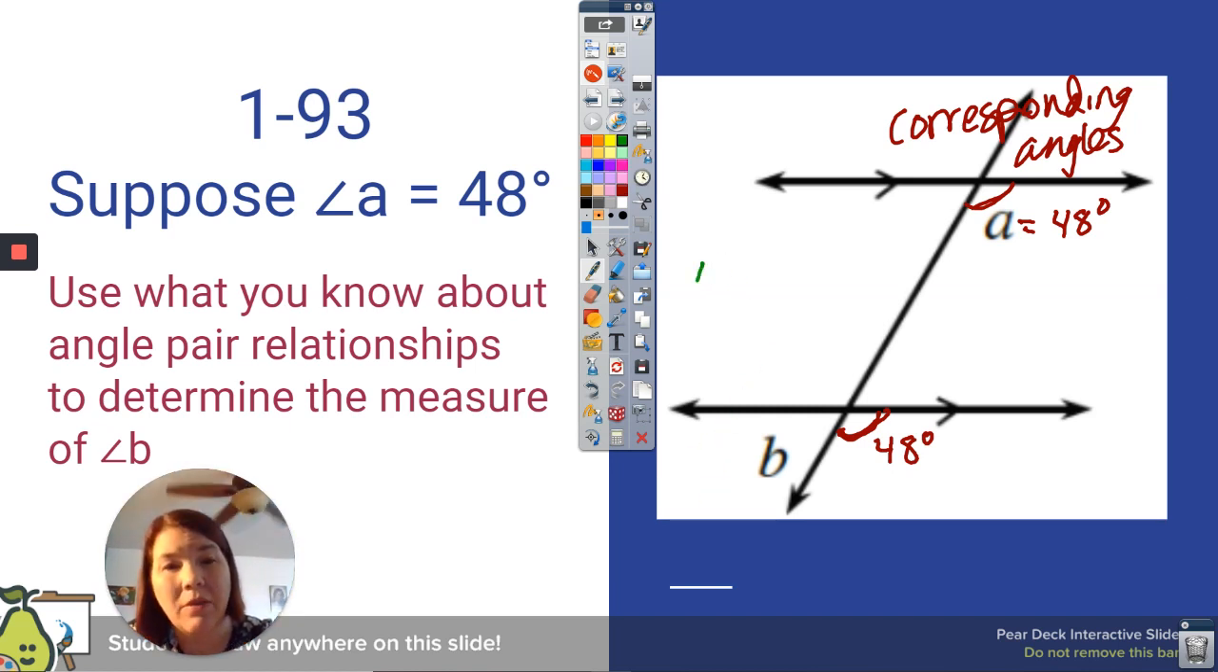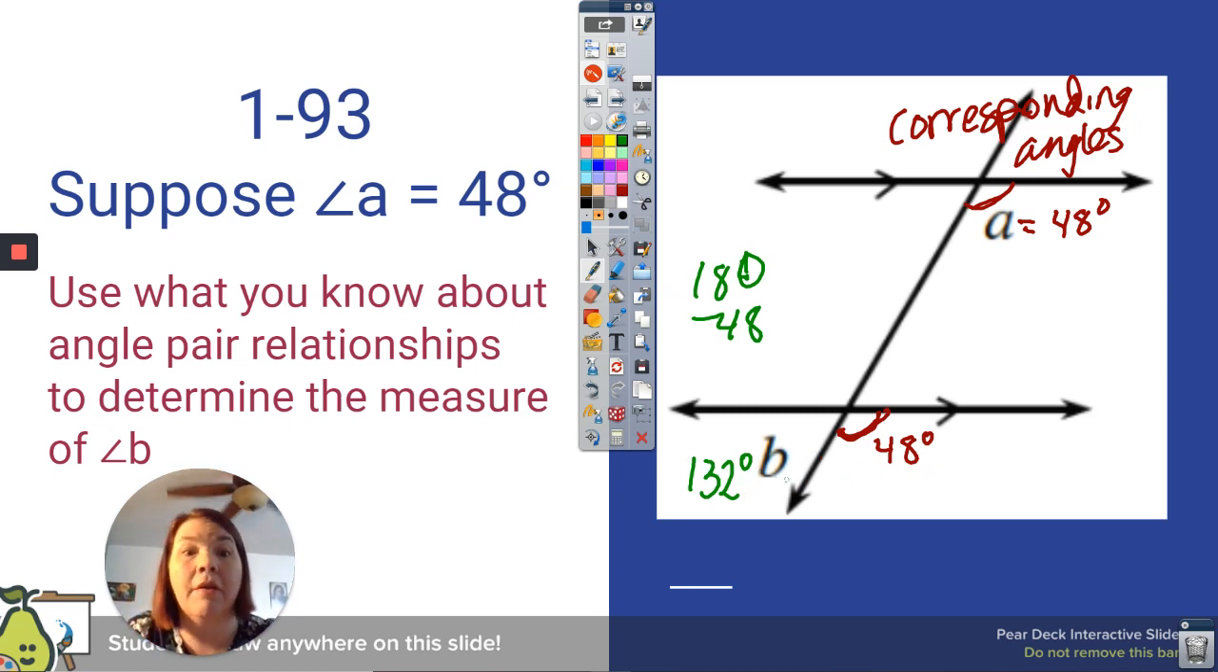Yep, we already did this math, 180 minus 48. And we got 132, so B is 132 because 48 and B are making a linear pair. And again, the picture is totally deceiving here.